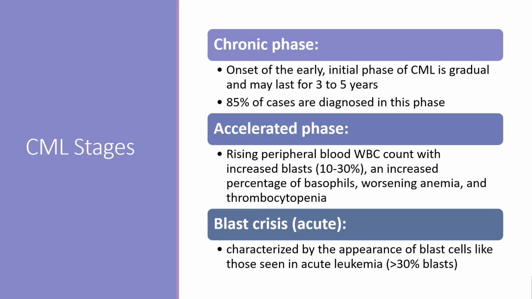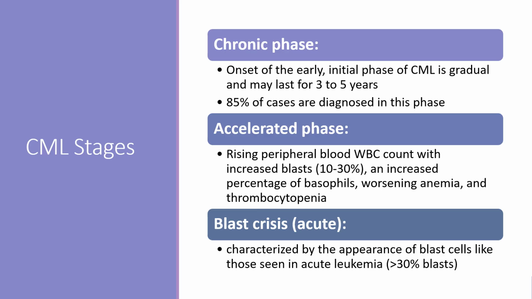Okay, so when evaluating CML, what we typically see is a transition through a few phases. Initially, we have that chronic phase, and this is where we have the onset of the early or initial phase of CML, and it's pretty gradual with regard to its development. It might last for 3 to 5 years, and again, that varies from patient to patient. And it's at this phase where about 80% of cases are diagnosed. As the chronic phase moves forward, it may move into an accelerated phase.